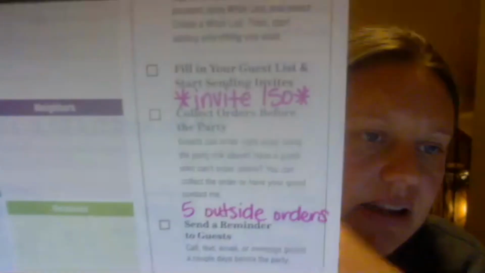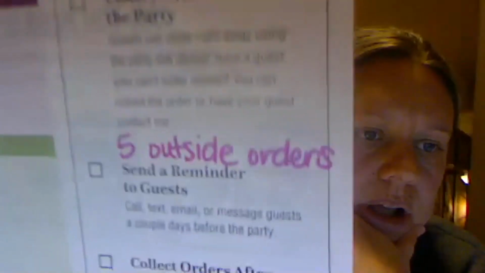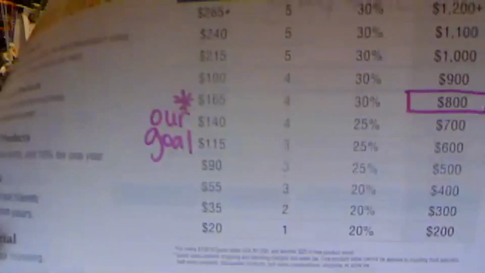So I'll write invite 150 people, 5 outside orders. On here, I star. Our goal is 800. Circle it over here. And I tell them that is my average party. Even if your average is not $800, you fake it till you make it. Because when you start working that 800, what's going to happen is your average is going to be $800. We don't say we're striving for a $200 party ever.